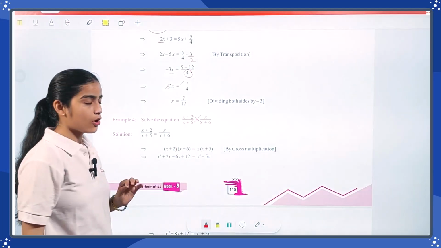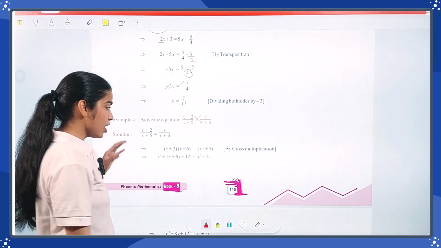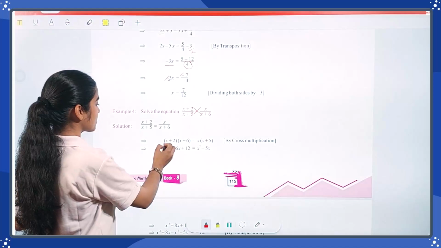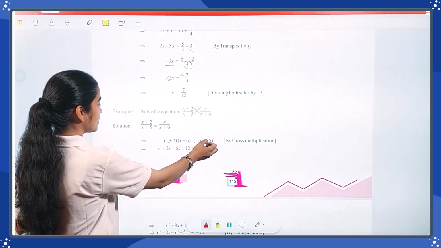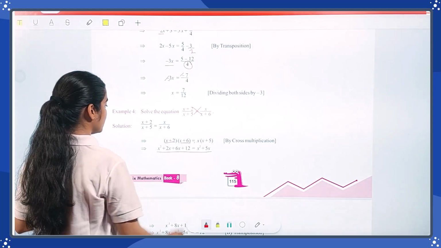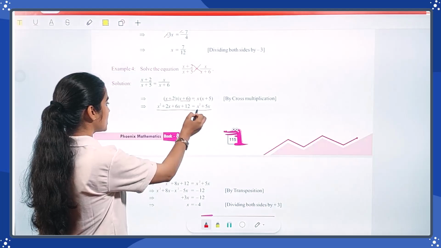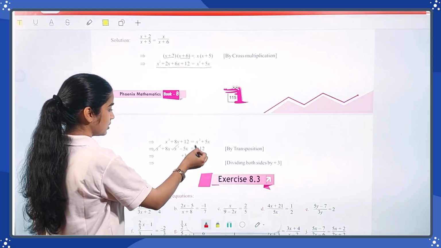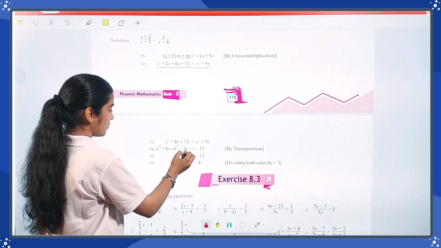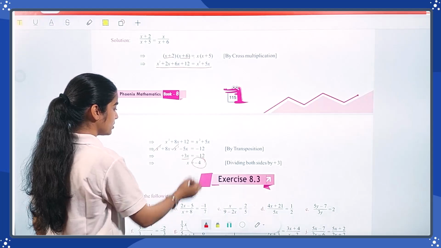We already know how we have to multiply a binomial with a binomial in an algebraic expression, so don't be confused here. Now x plus 2 multiplied by x plus 6 is equal to x multiplied by x plus 5. So this is your final answer. Now you have to change the position. So x square minus x square will be cancelled out. 8x and minus 5x is plus 3x and minus 12x. So x is equal to minus 4.